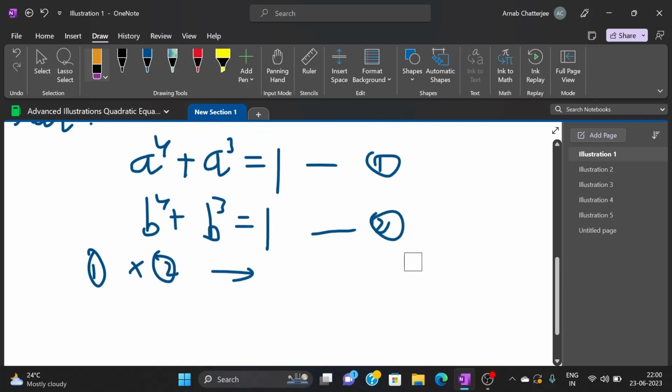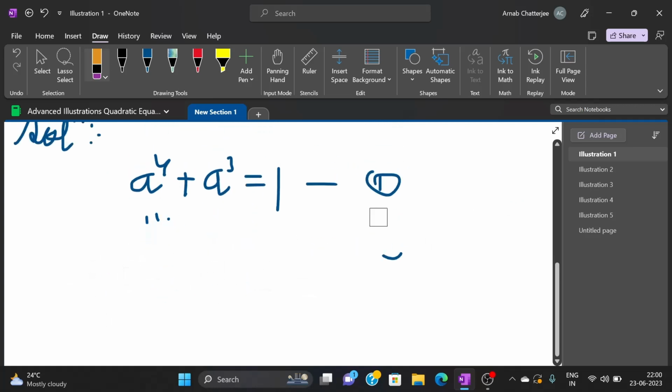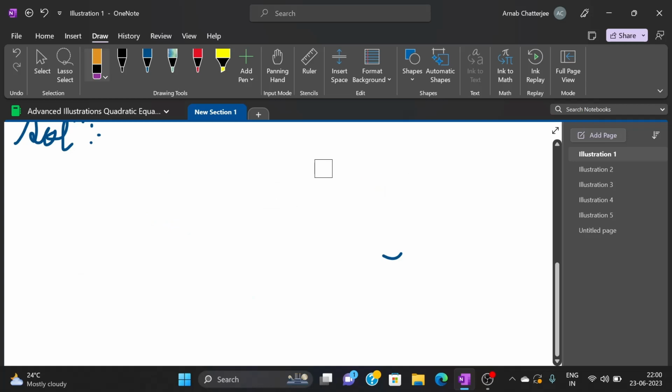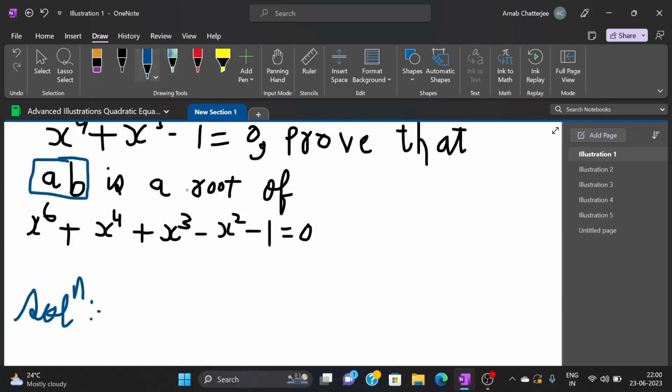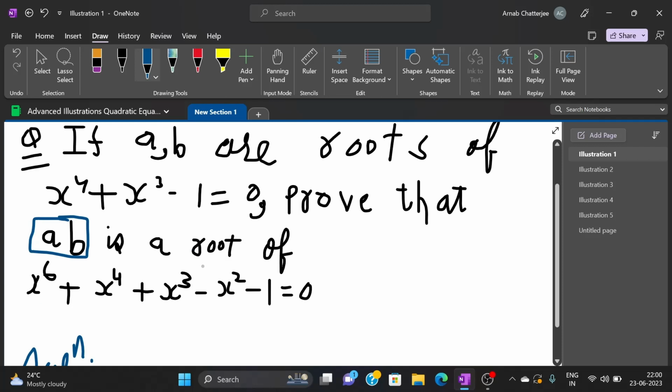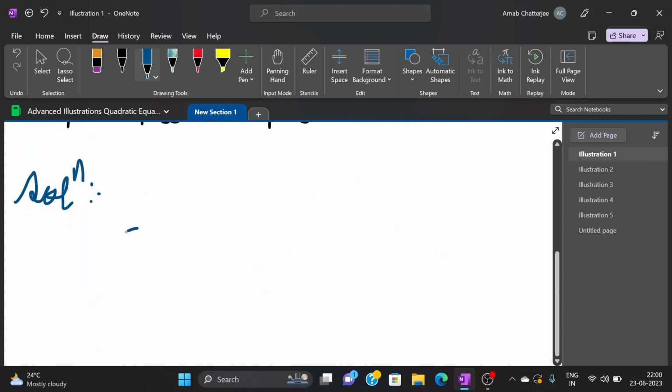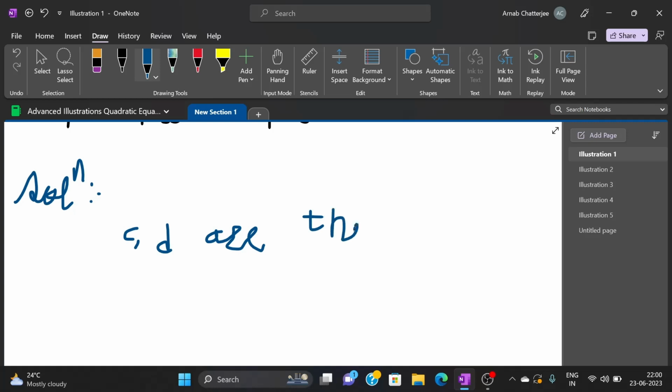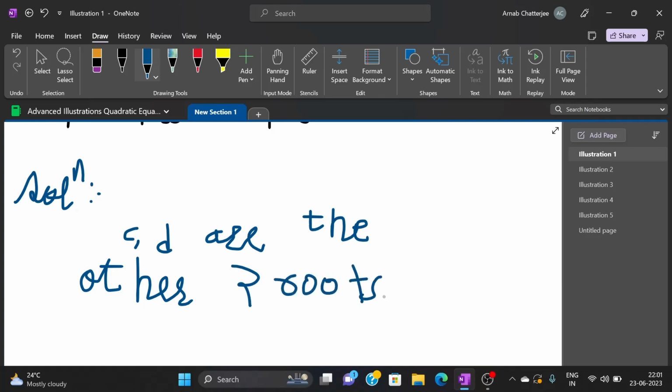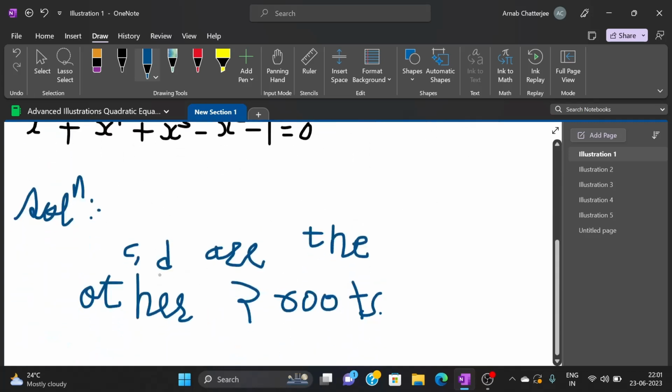So what could be the other option for a times b? The other option, which looks easy to figure out also, is the product of the roots. Let's say that c, d are the other two roots.